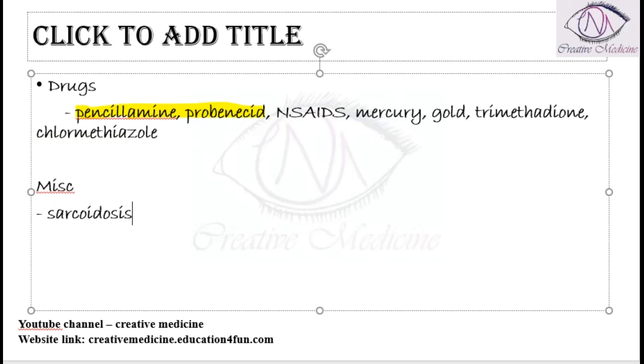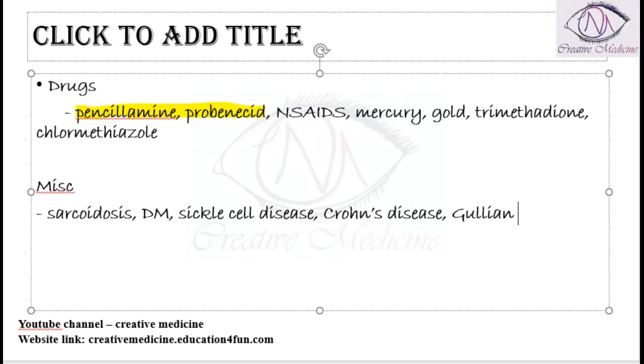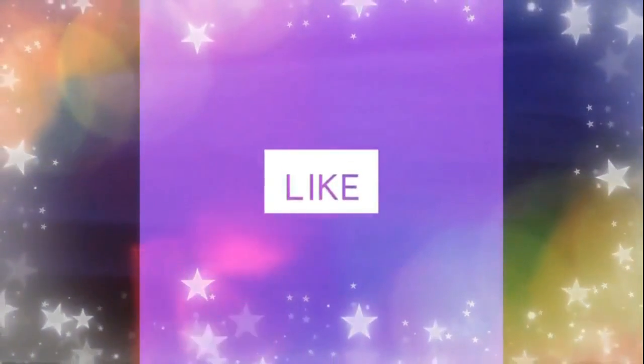Then we also have miscellaneous causes which are responsible for membranous glomerulonephritis. These miscellaneous causes include sarcoidosis, diabetes mellitus, sickle cell anemia or sickle cell disease. Then we have Crohn's disease. Then we have Guillain-Barré syndrome. So all these are associated with membranous glomerulonephritis.